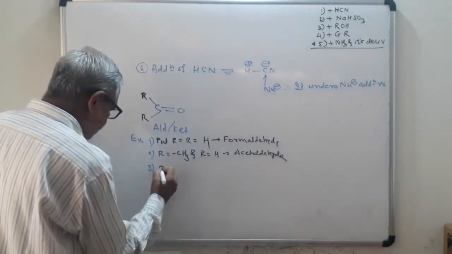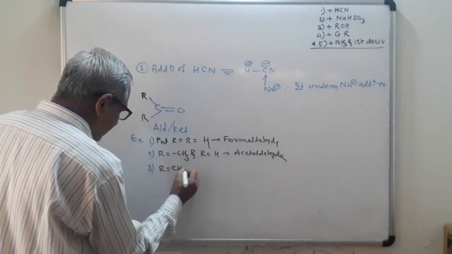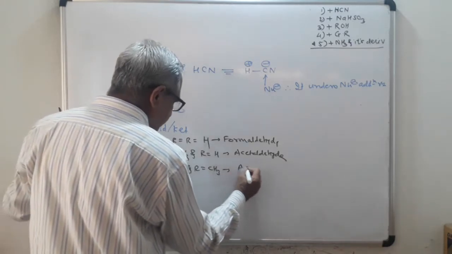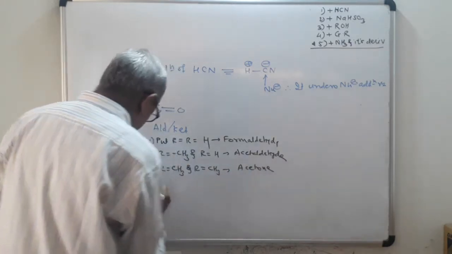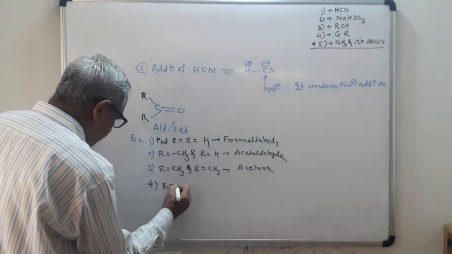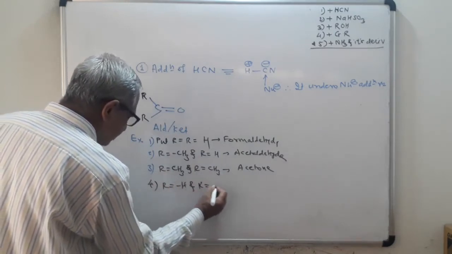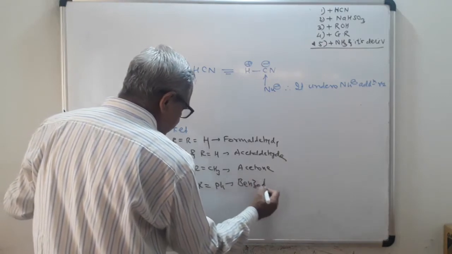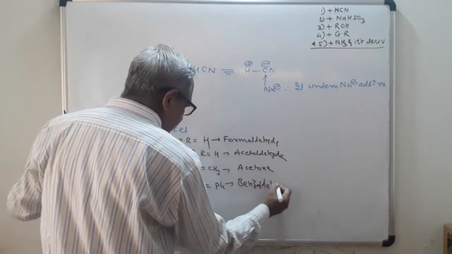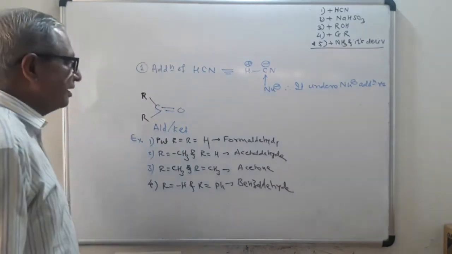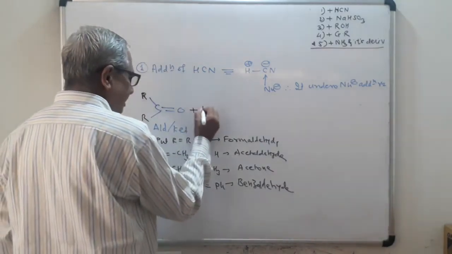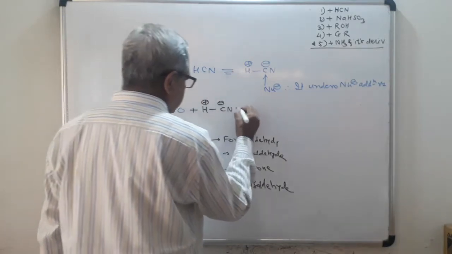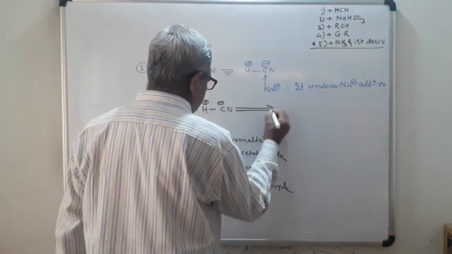Third example, put one R is equal to CH3, another R is also equal to CH3. The name of the compound is acetone. Fourth example, one R is equal to hydrogen, another R is equal to Ph, that is a phenyl ring, that will become benzaldehyde. So these four examples I will take here. Now you will add here hydrogen cyanide, H plus CN minus. Remember that this is a reversible reaction.